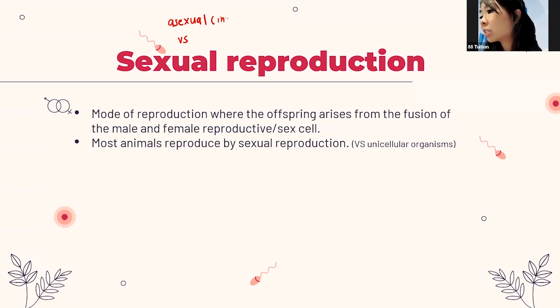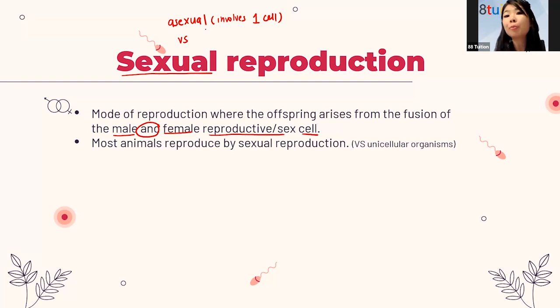It only involves one cell. Okay, so as you can see, sexual reproduction involves the male and female reproductive cell. So asexual reproduction is usually for unicellular organisms, living things with only one cell, like bacteria, like yeast.